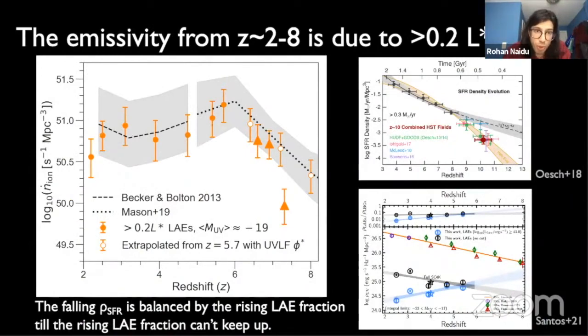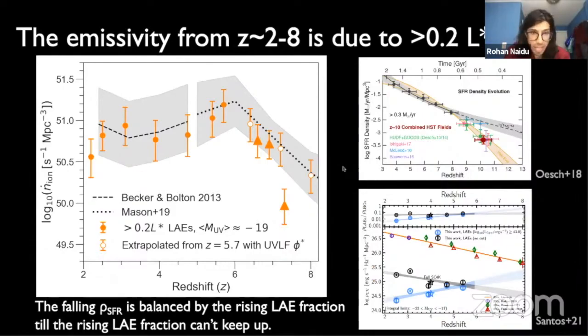So you see this beautiful flat emissivity that is really difficult for reionization models to match, but it just falls out naturally from the flatness of Lyman alpha luminosity functions. And the way to think about this is the steeply falling star formation density is counterbalanced by the rising Lyman alpha fraction in the overall star forming population. And you get out this very coherent picture of how the ionizing emissivity should evolve.